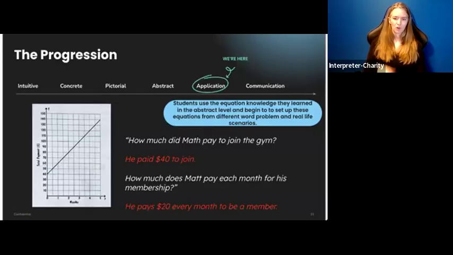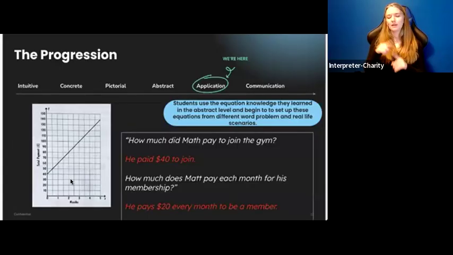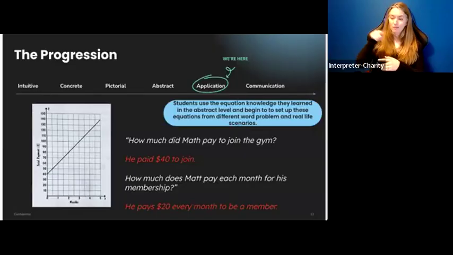So could we have negative numbers? Would that be viable for the money he's paying or the months he's attending? And could the money he's paying be less than $40 for the first month? And how do we know, if the gym starts paying me? That would be great. And that's a good illustration to our students because they'll say, oh, well, it works on the graph. So this is the application level.